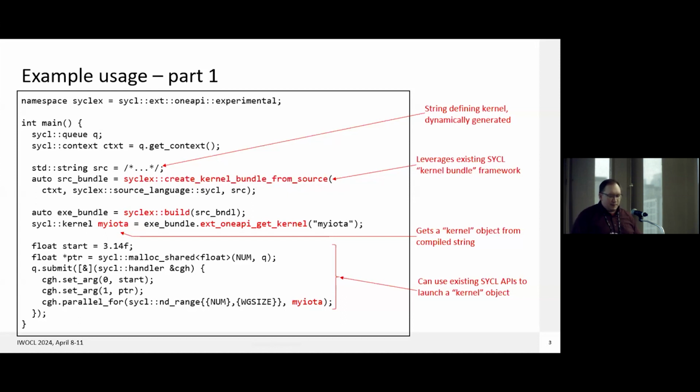Then for our arguments, we have to set those manually. In this case, we know our kernel has two arguments. So we're going to set argument 0 and pass in some data, in this case, 3.14. And we're going to set argument 2 as some pointer.